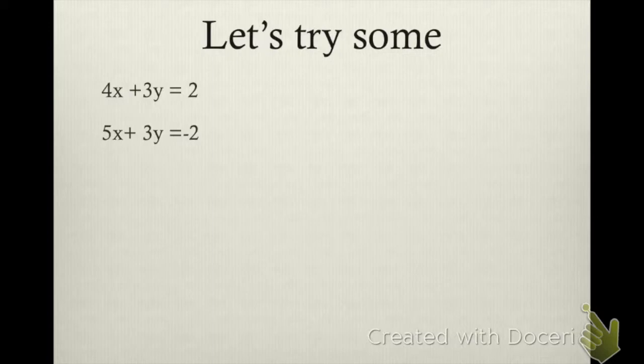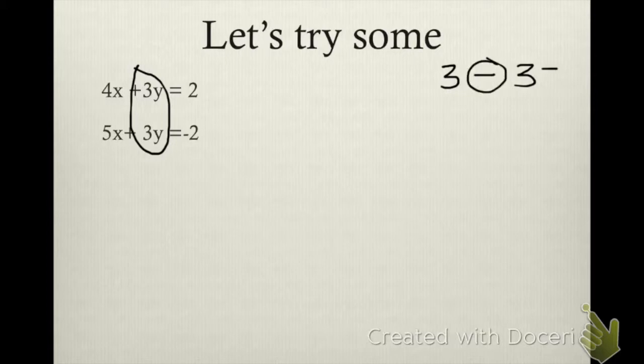4x plus 3y equals 2, and 5x plus 3y equals negative 2. So if I look here, my y's have the same coefficient. So they're going to be the easiest things to eliminate, these y's. And so I have 3 and 3 as the coefficient. Well, the easiest way to eliminate that is by subtracting. 3 minus 3 is what will give me 0. So I want to subtract all parts of these equations.